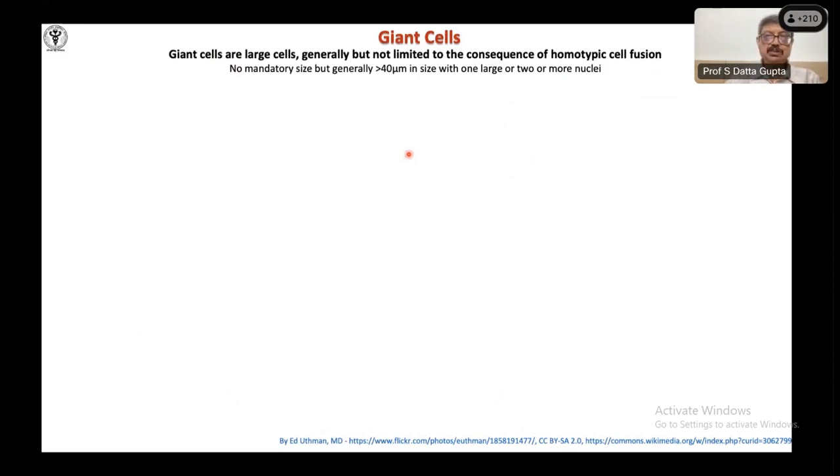Now I'll ask you a question. Can you give an example of heterotypic cell fusion? Divyanshu, just give them 10 seconds. Give an example of heterotypic cell fusion. Two different cells fusing together.